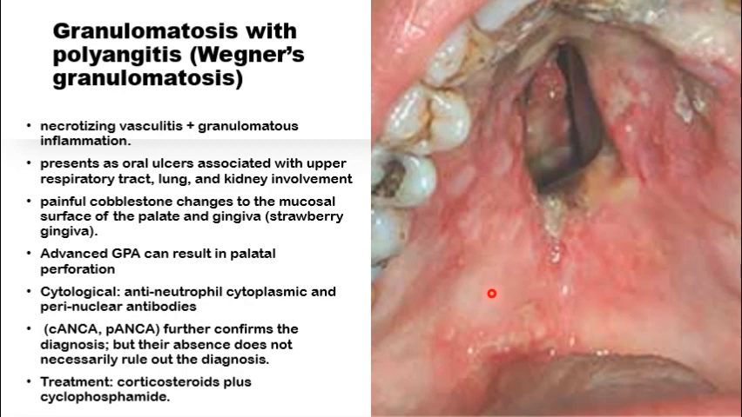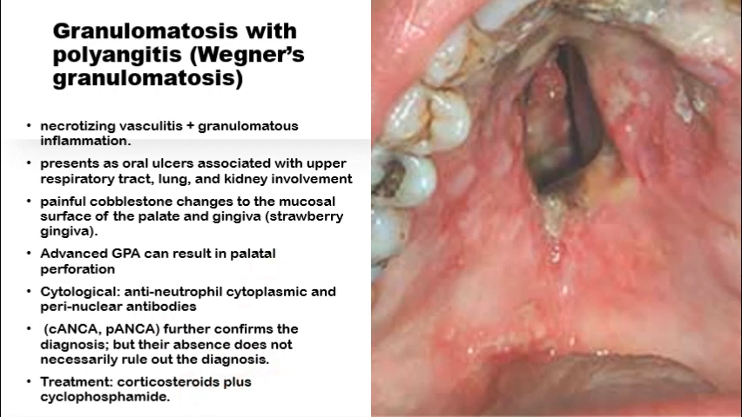The initial lesion would be a painful cobblestone change to the mucosa of the palate. In advanced cases, this would cause a palatal perforation like in here. The diagnosis would be established with C-ANCA and P-ANCA, but their absence does not necessarily rule out the diagnosis. The treatment is corticosteroids plus cyclophosphamide.